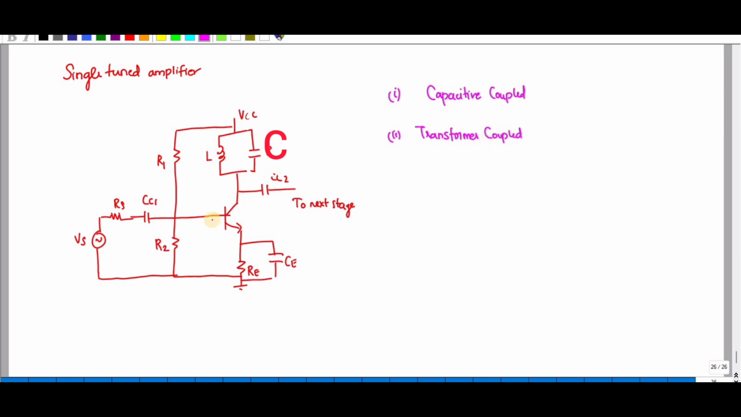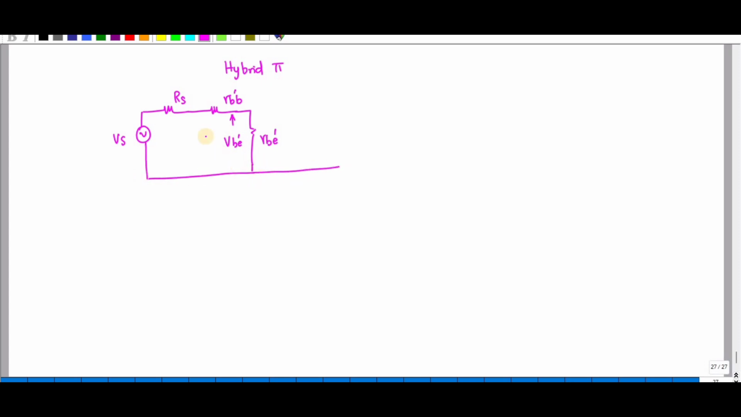Let me draw the equivalent circuit for this single tuned amplifier. First we have a Vs source and it is connected to Rs. Here I am drawing this equivalent circuit based on the hybrid pi model. So this transistor I am replacing by RBB followed by RBE. The voltage across this one is VBE. This is your base terminal and this is your emitter.